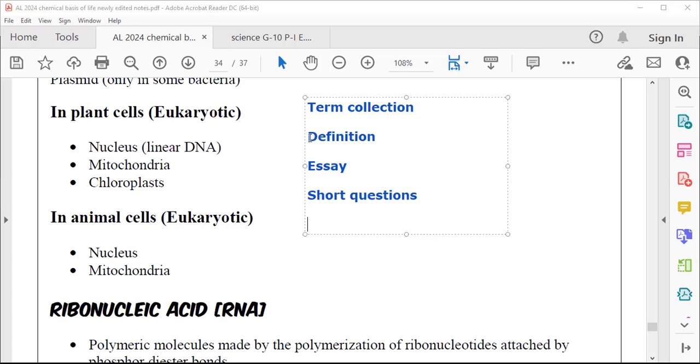Excuse me, sir. Can I have the previous notes and the photos? Inshallah, you will get it. Don't worry. If I promise, I will give anyway. It may be a little delayed, but you will get it. Okay, sir.